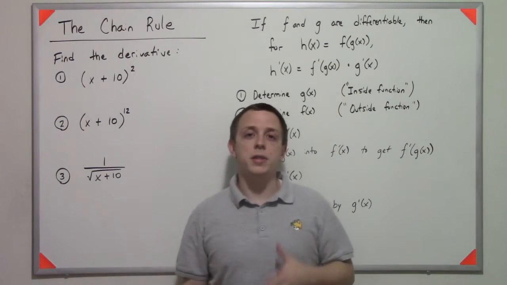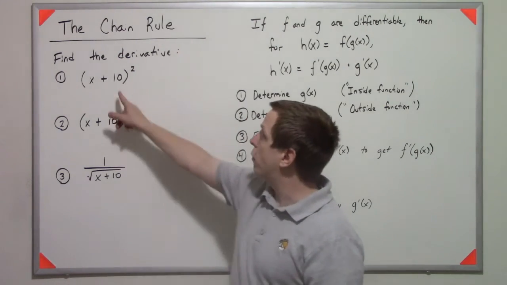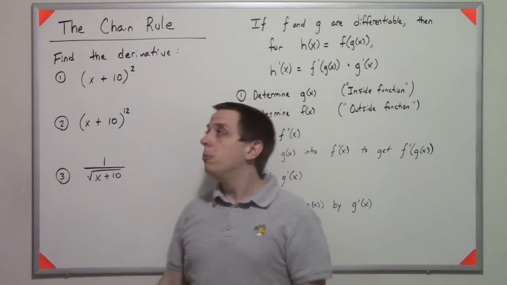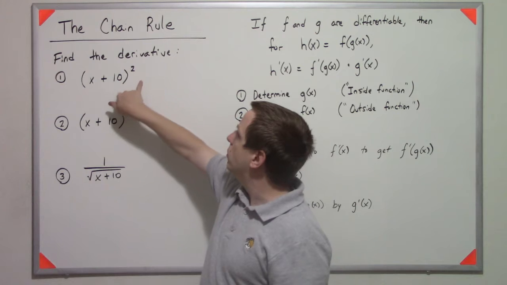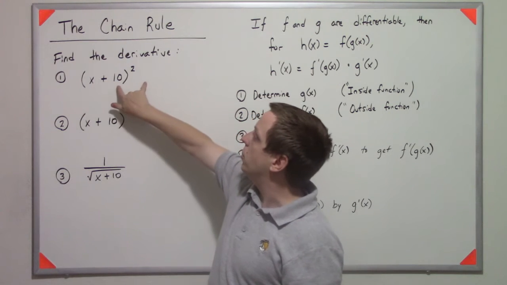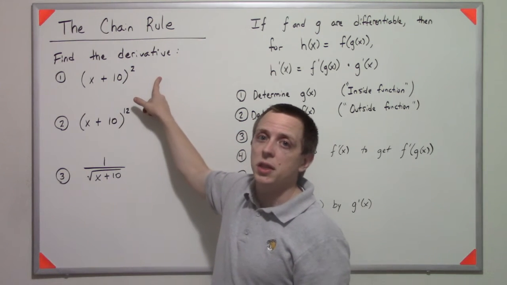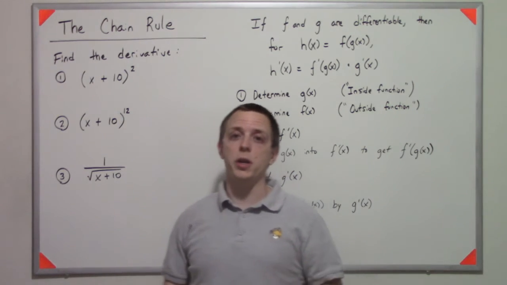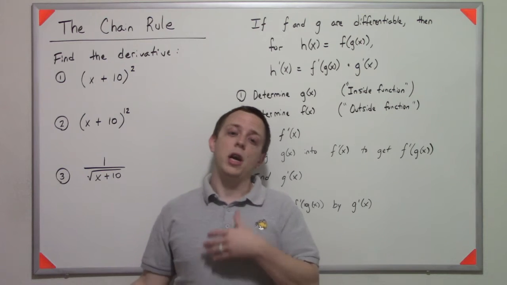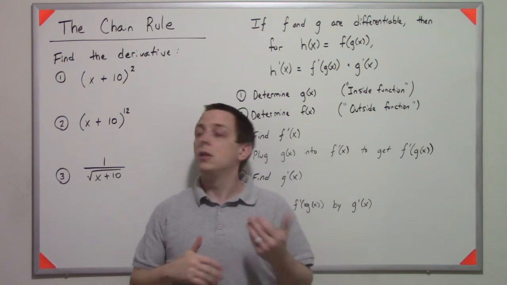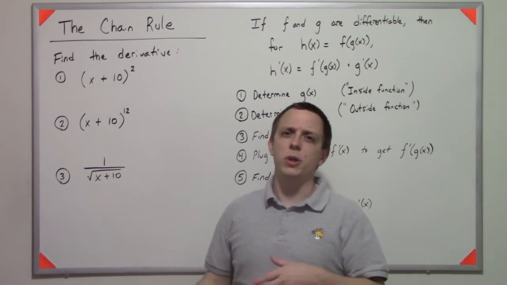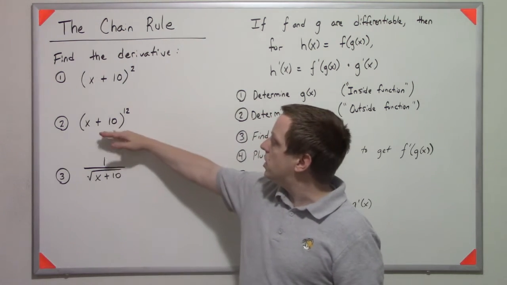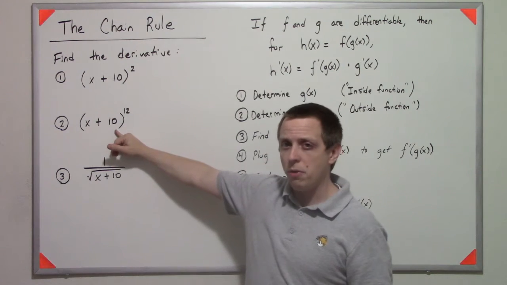So if you were wanting to take the derivative of a function like (x + 10)², we could do that, but first we'd have to find what that square is, right? We'd have to do (x + 10) times (x + 10), which would give us x² + 20x + 100. We could take the derivative and we would get 2x + 20, which is like 2 times (x + 10), right? Sure.